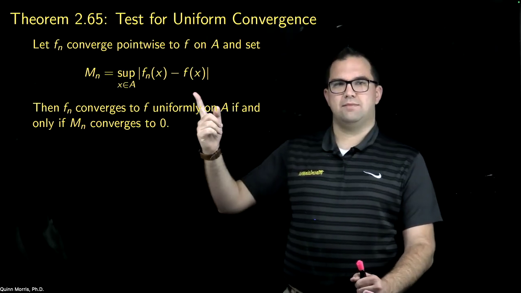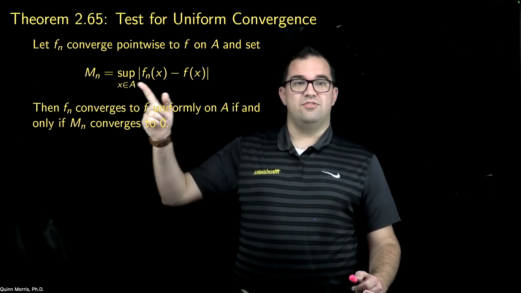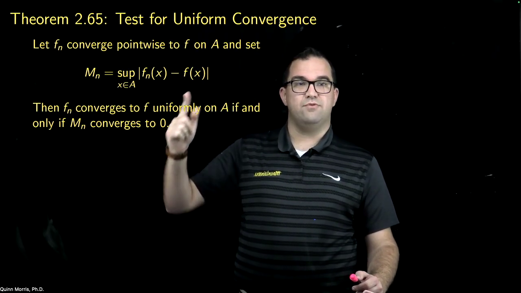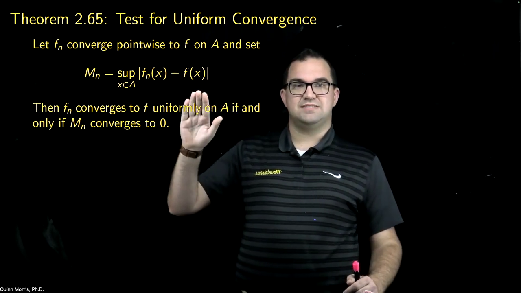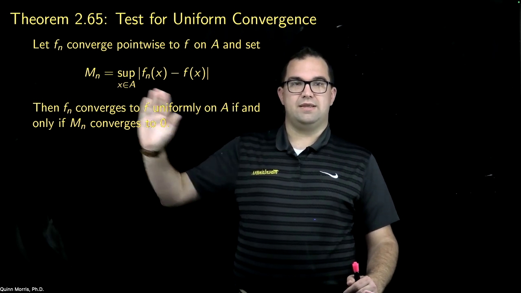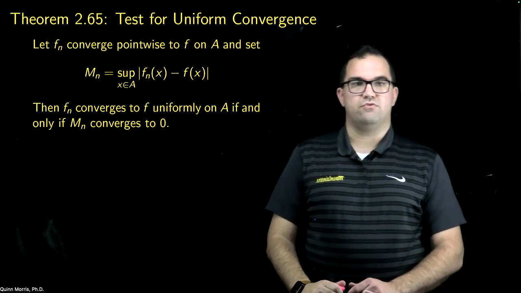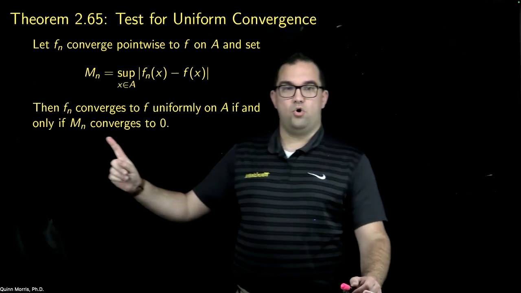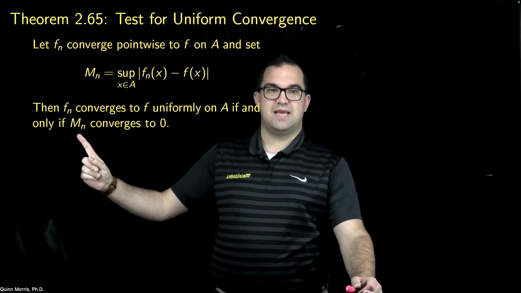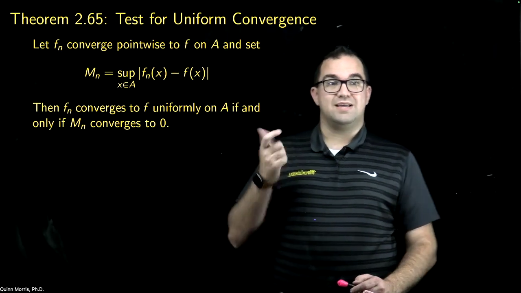Well, how would I know I can make this less than epsilon? I would know I could make this less than epsilon if this thing converges to 0 as n goes to infinity. So what this test says is, take this quantity M sub n: the sequence f sub n will converge to f uniformly on A if and only if this sequence capital M sub n converges to 0. So again, this is if and only if.